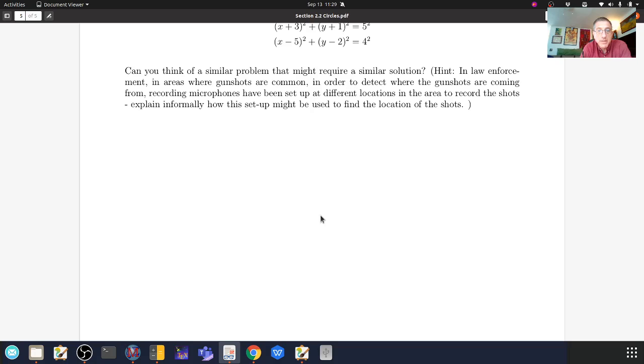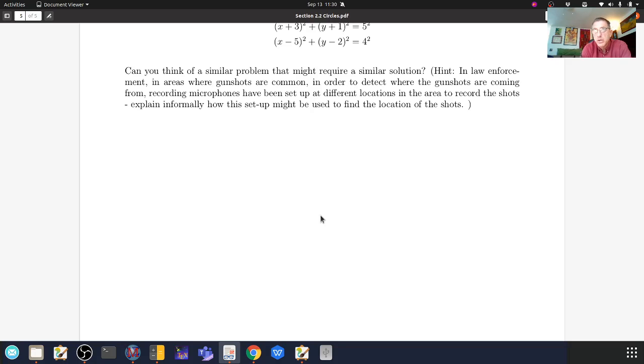Now, can you think of a similar problem that might require a similar solution? I'll give you a hint. In law enforcement, in areas where gunshots are common, in order to detect where the gunshots are coming from, recording microphones have been set up at different locations in the area to record the shots. And we know the speed at which sound travels through the air, so we can explain informally how this setup might be used to find the location of the shots.